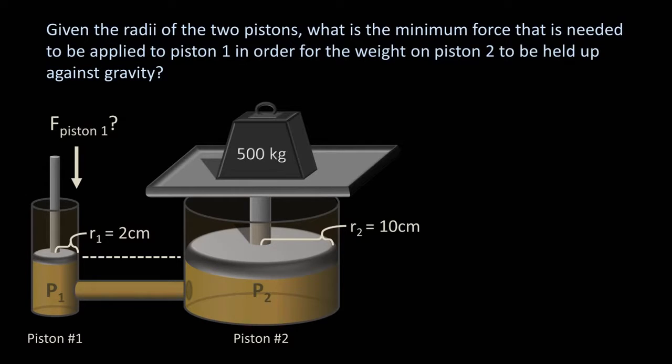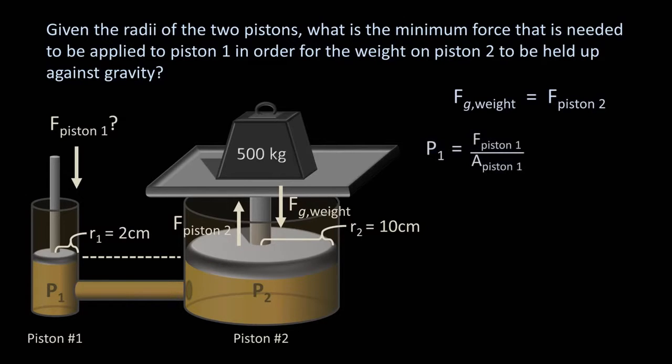So the force of gravity due to the 500 kilogram weight must be equal in magnitude to the force imparted on piston 2 by pressure in the fluid. Since pressure equals force divided by area, we know that the pressure in piston 1 equals the force of piston 1 divided by the area of piston 1. The same relationship holds true for piston 2.